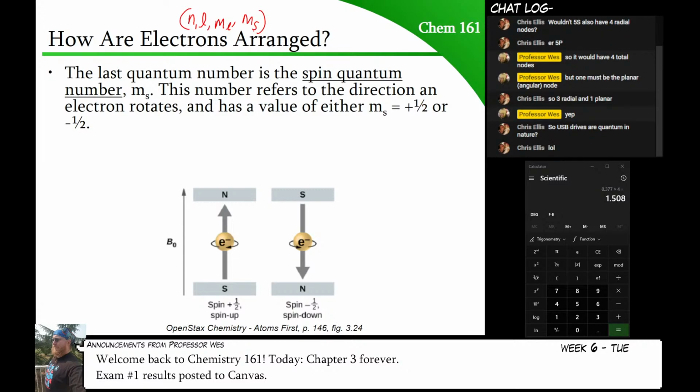Are USB drives quantum in nature? Not really, because there aren't a quantized number of states that I can turn it. Well, actually, I don't know how I would interpret that. Let's not get too far off track. USB drives are obnoxiously finicky. We can all agree on that.